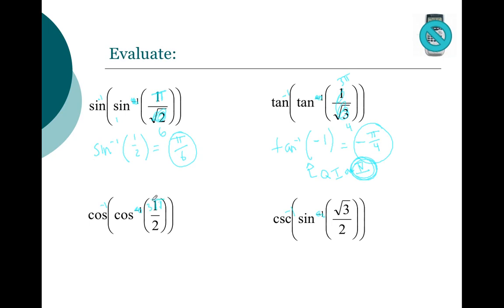What about this? Cosine inverse of the cosine of 3 pi over 2. The cosine of 3 pi over 2 is going to be 0. The cosine inverse of 0 is going to be, oh wait, oh no, it is going to be pi over 2, positive pi over 2, right? Because it's defined from 0 to pi.